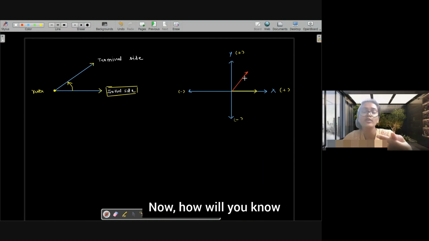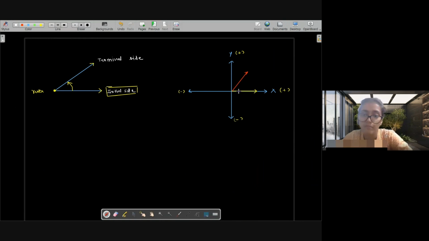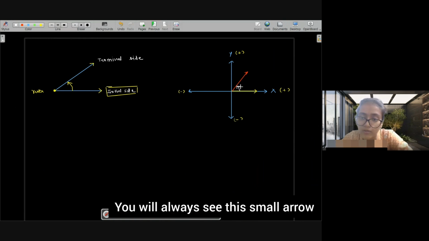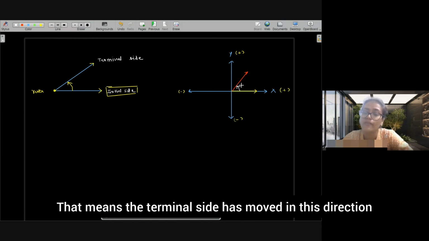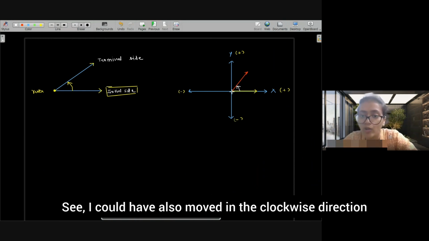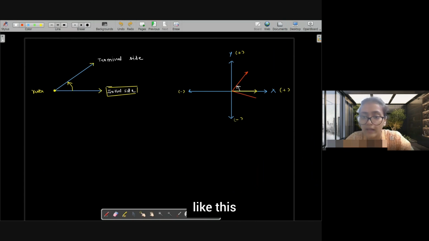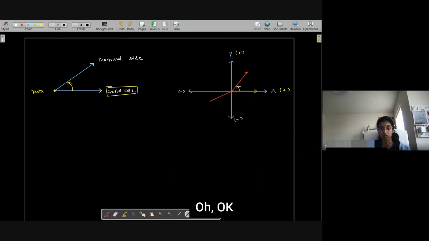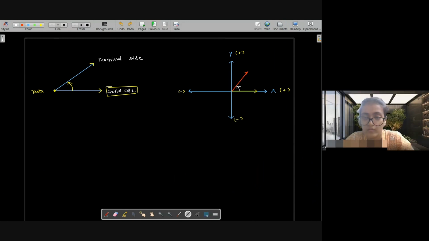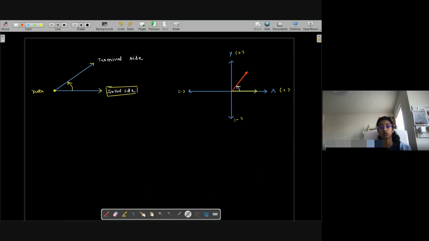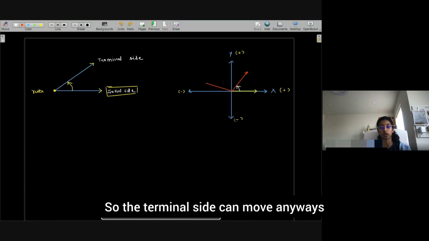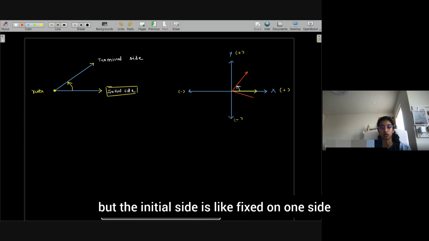Now, how will you know that we have moved anti-clockwise? By this arrow. You will always see the small arrow. That means the terminal side has moved in this direction. See, I could have also moved in the clockwise direction like this, and I could have landed at the same angle. So the terminal side can move any way, but the initial side is fixed on one side.